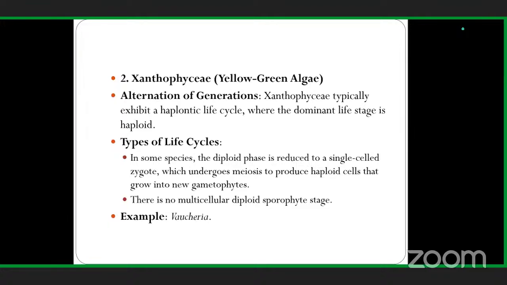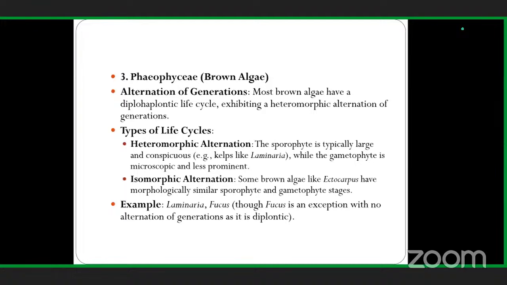In Xanthophyceae, the yellow-green algae, you will find a haplontic life cycle, where the haploid gametophytic stage is dominant. An example is Vaucheria. In some species, the diploid phase is reduced to a single-cell zygote, which undergoes meiosis to produce haploid cells that grow into new gametophytes. There is no multicellular diploid phase. So this is basically the haplontic life cycle in Xanthophyceae. Next, in Phaeophyceae, the brown algae, you will find a diplohaplontic life cycle exhibiting heteromorphic alternation.